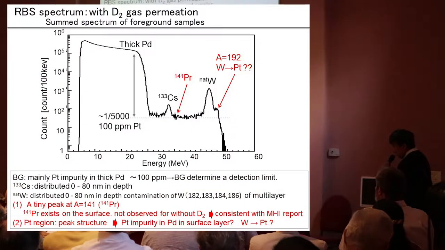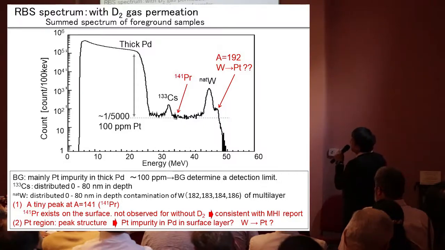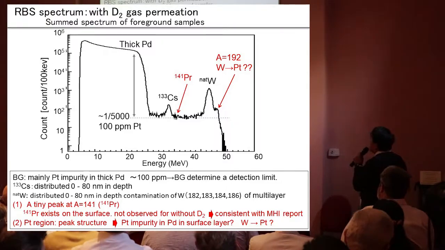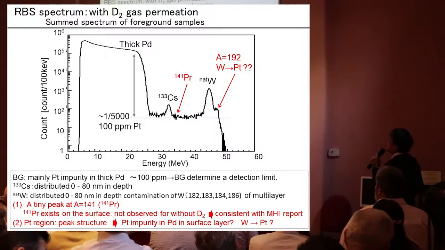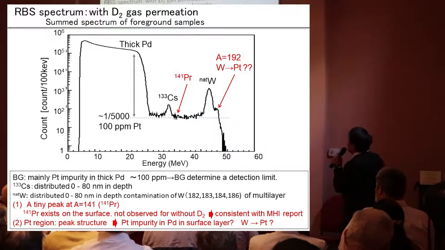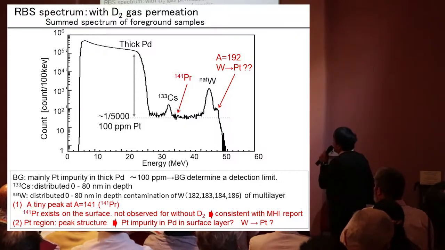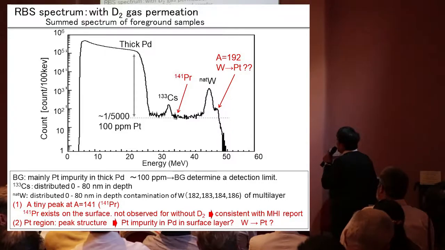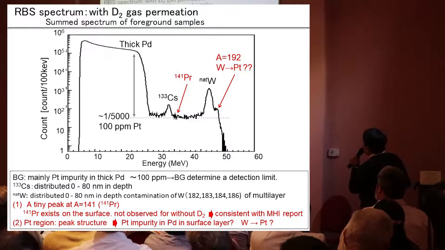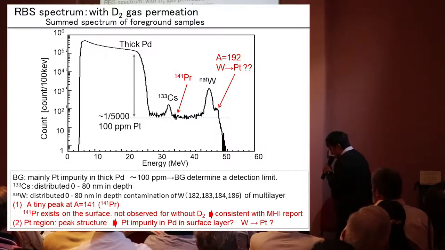This is the result of the spectrum of these gas permeation samples, the RBS spectrums. For some spectrums, we summed up the data of all the foreground samples. The horizontal axis is energy and the vertical axis is counts. So we can see the thick palladium, and about 100 platinum impurities. We can also see cesium-133 distributed from the surface to 18 nanometers in depth, and this is tungsten.